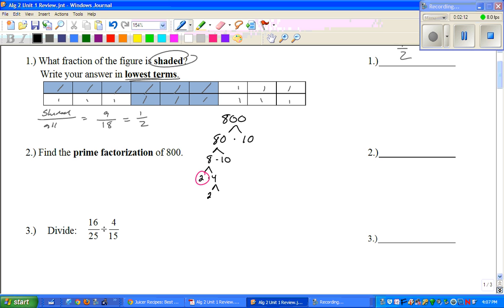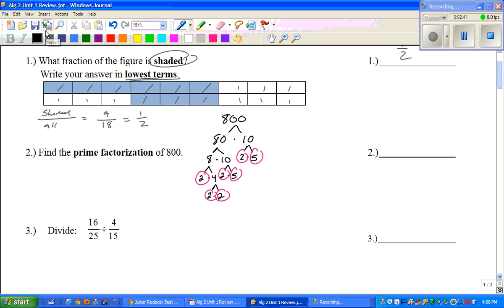Now, when you break 4 down, it's 2 times 2, okay? Both of those are prime numbers. We break 10, 2 times 5, okay? Prime numbers. 10, once again, is 2 times 5. Okay, so that's when we're factoring 800, okay?